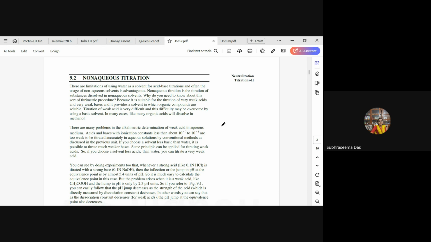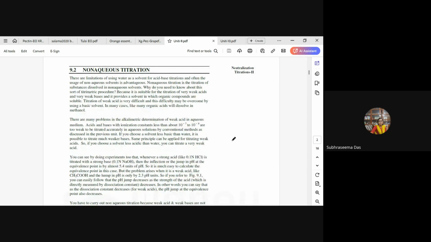The same principle is also applied for titrating a weak acid. If we choose a solvent which is less acidic than water, then we can titrate a very weak acid. Thus, with the proper choice of a solvent, we can titrate a very weak base and a very weak acid.